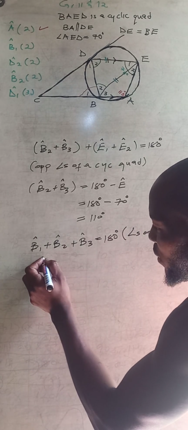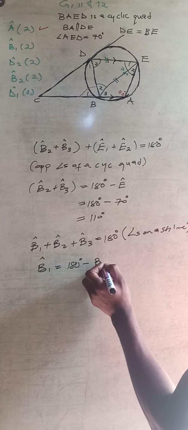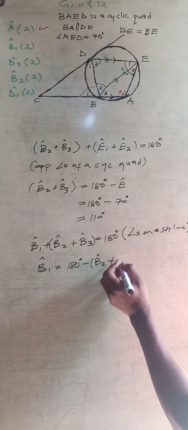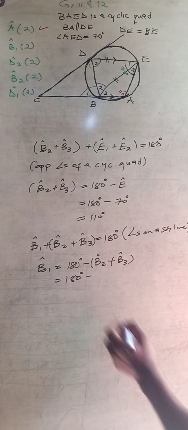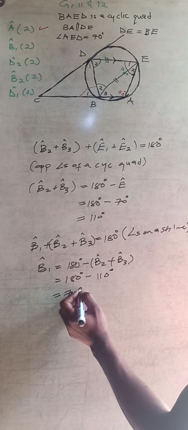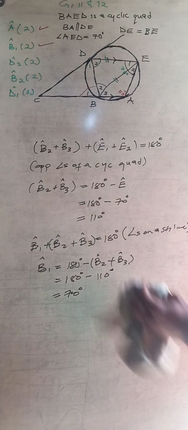So B1 is equal to 180 degrees minus angle B2 plus B3. B2 plus B3 is 110. So this will be 70 degrees, right? B1 will be 70 degrees. We're good. So this one here outside is 70 degrees. We're done with this one. Moving right along.